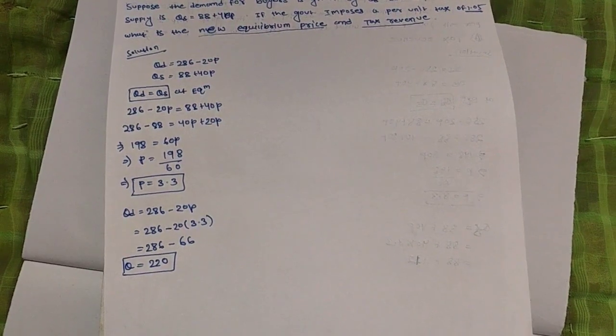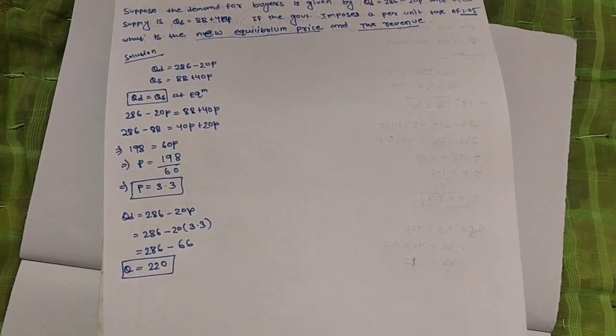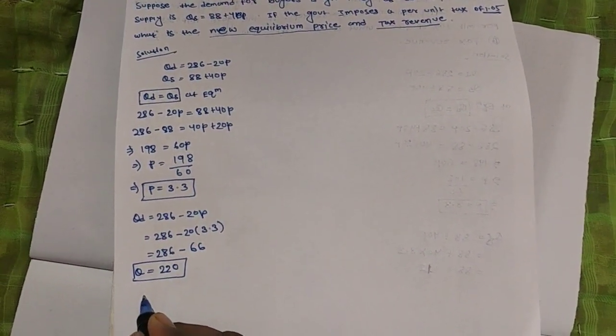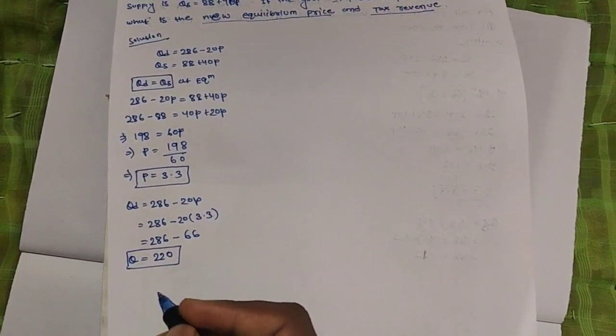Now in order to find the tax rate and the tax revenue, we have to equate the inverse supply function and inverse demand function. So we have to make the inverse supply and inverse demand functions from the original demand function and original quantity supply function.